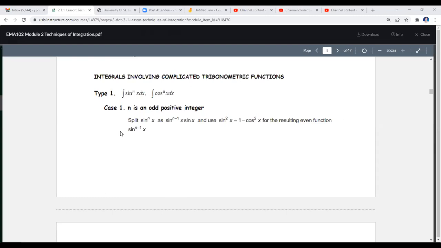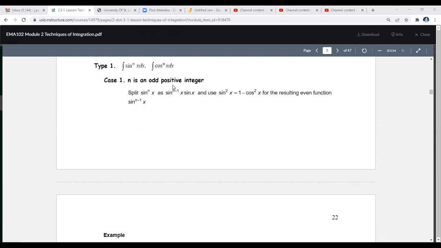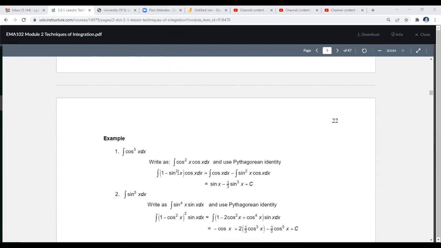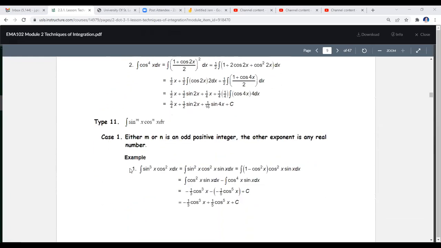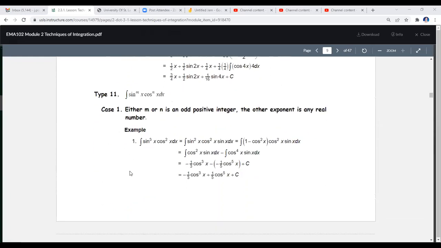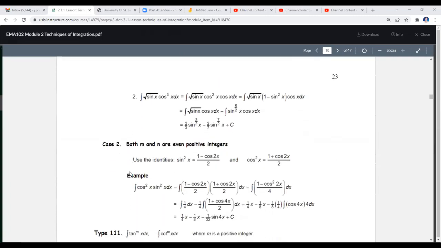Yes, this is the one that I have reviewed to you a while ago, type 1. So dealing with the sine or cosine function, which can either have an odd positive exponent in case 1 and a positive even exponent in case 2. So this afternoon, we will proceed with type 2. So under type 2, we also have two cases.